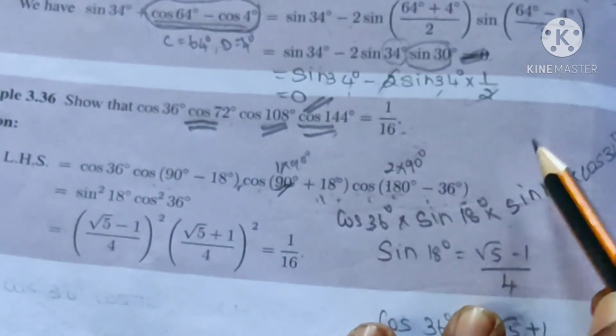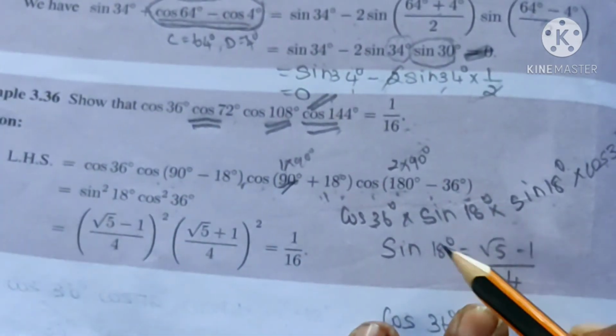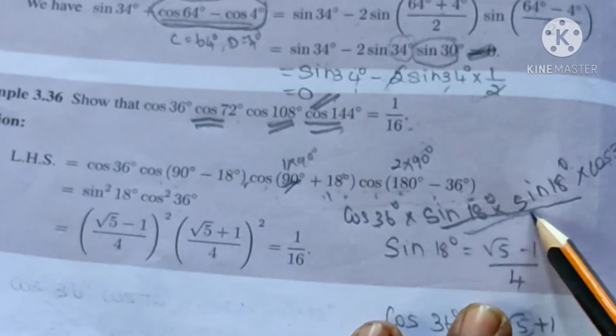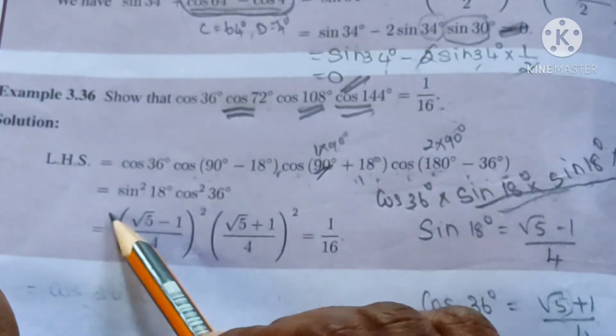Then cos 36 degree into cos 36 degree is cos square 36 degree, and sin 18 degree into sin 18 degree is sin square 18 degree. Already you know the result: sin 18 degree is (root 5 minus 1) by 4 and cos 36 degree is (root 5 plus 1) by 4. So here, write the whole square. Then find out the product.